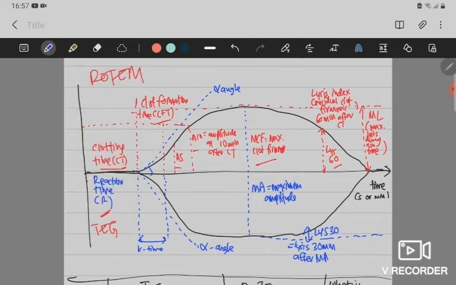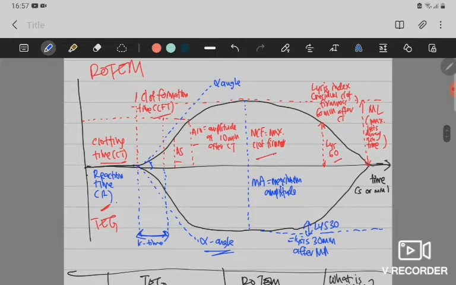Meanwhile, the different names for the same thing in TEG are these. What we call reaction time or R time, which is similar to clotting time. And then we have this K time, we have the alpha angle. Instead of maximum clot firmness as in ROTEM, in TEG we call it maximum amplitude. And then at the end here we have this lysis 30, which is lysis after 30 minutes.